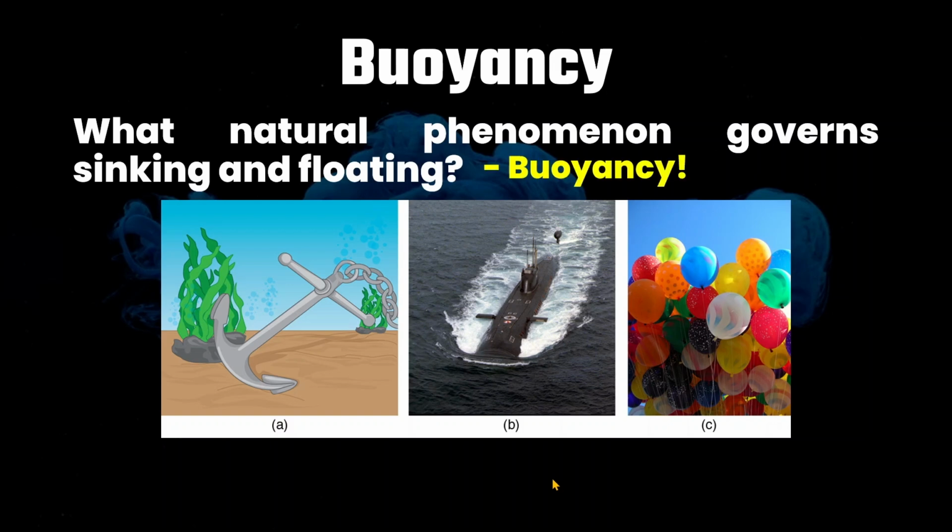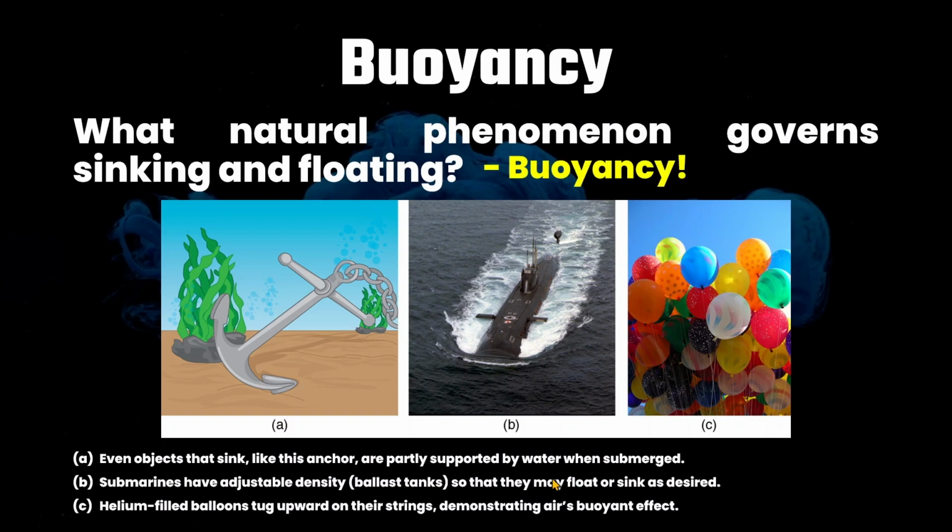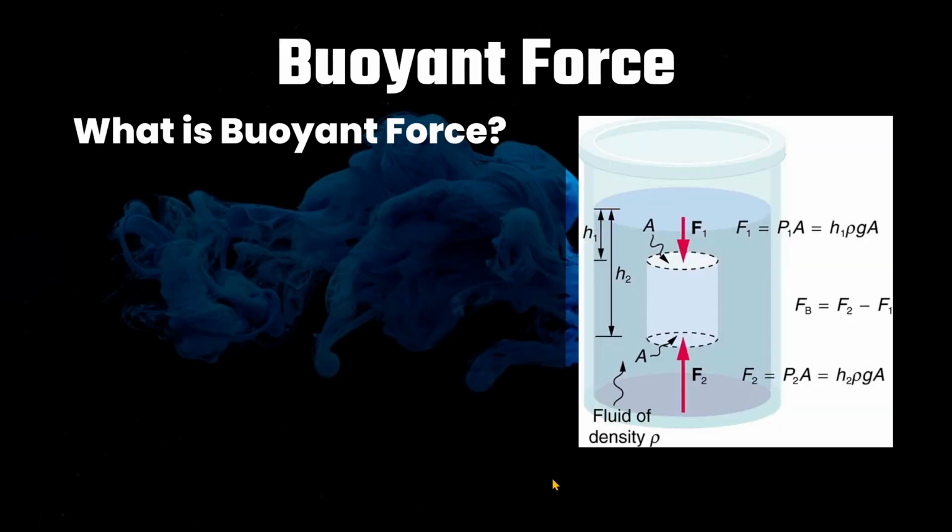Every fluid, whether it's water or air, exerts pressure in all directions, as shown in the pictures here. The deeper you go, the greater the pressure. We've learned that in our previous lesson. This difference in pressure, stronger at the bottom than at the top, creates an upward push on objects submerged in it. That upward push is what we call the buoyant force. The concept behind this is called buoyancy.